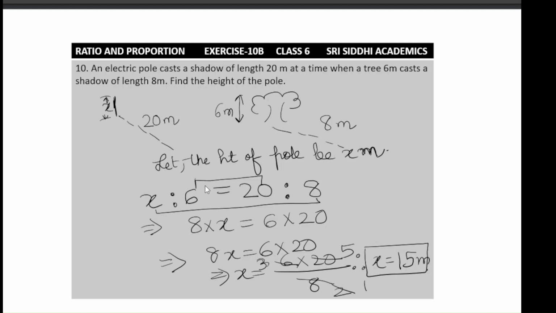Exercise 10b has another question 11, which I am not going to attempt. It's a very simple proportion, again something like this. You can find the value of the variable quite easily from that proportion. Just equate the product of means to the product of extremes and be accurate with your calculation. You will get the exact answer. So the height of the pole in question number 10 is 15 meter. With this, we will end exercise 10b and we will move to the unitary method in our next video.